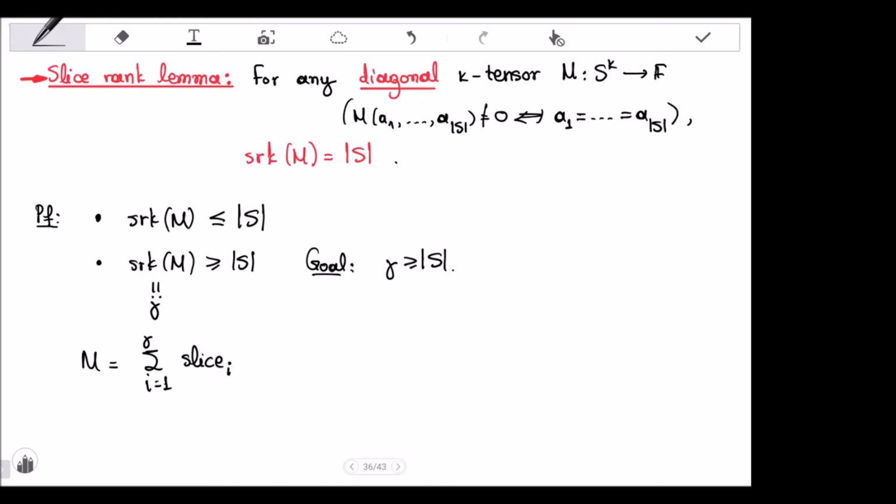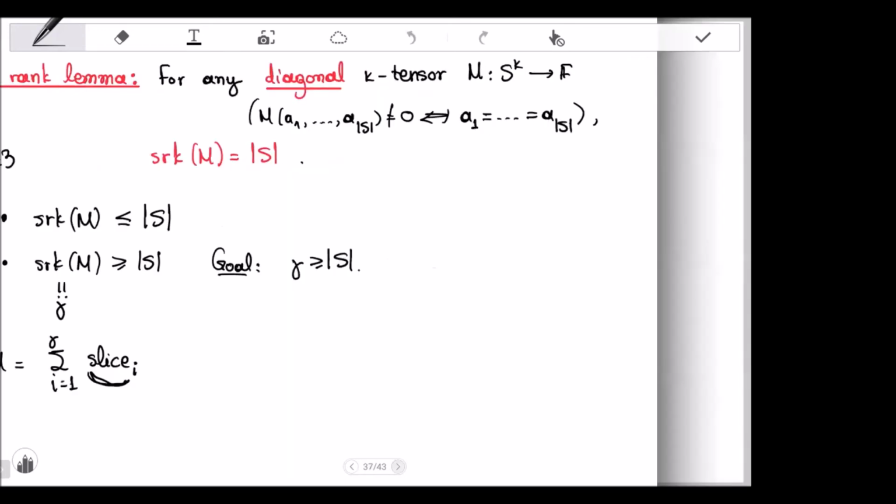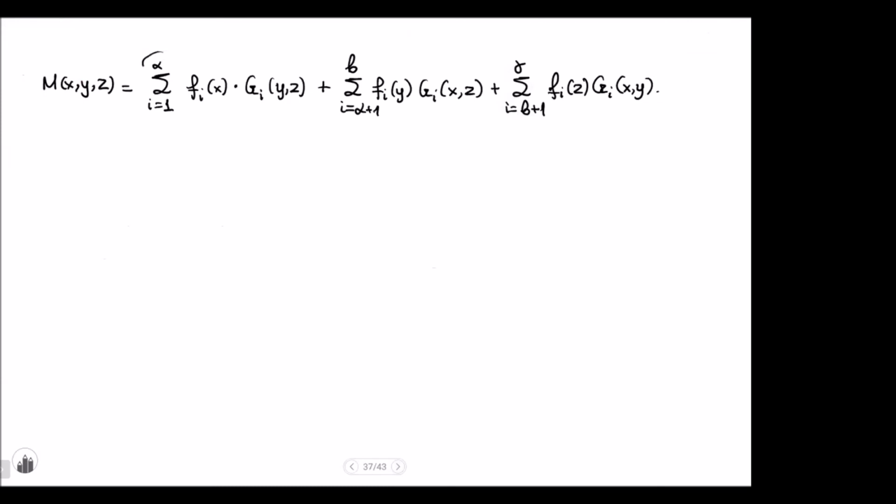Slice i. So for every slice, that's a 3 tensor, let's do the k equals 3 case, and the rest follows similarly. Let's say this is a 3 tensor, so one of the variables will be decoupled from the other 2. So I arrange the slices according to what variable I can take out. So out of the gamma slices, let's say for the first alpha of them, I can take out the x variable. Then for the next, from alpha plus 1 up to beta, I can take out the y variable. And for the remaining gamma minus beta, I can take out the z variable.